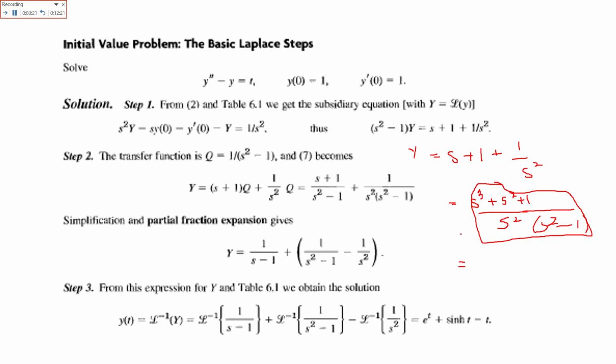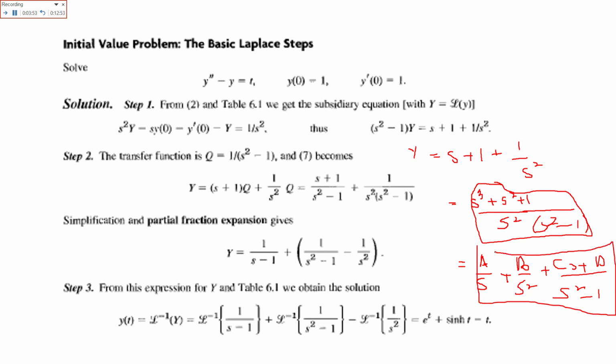What you will do, you will take the partial fractions: a over s plus b over s square plus cs plus d, that is equal to s square minus 1. So now you will take the partial fractions. Recall your partial fraction concepts. When you take partial fractions of these terms, you will have this answer for y of s.